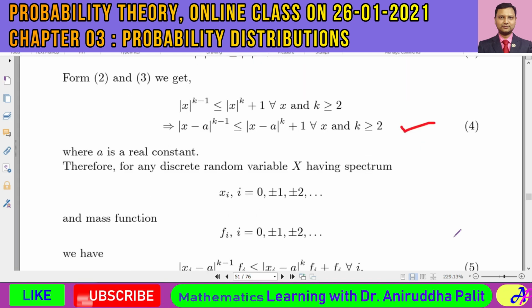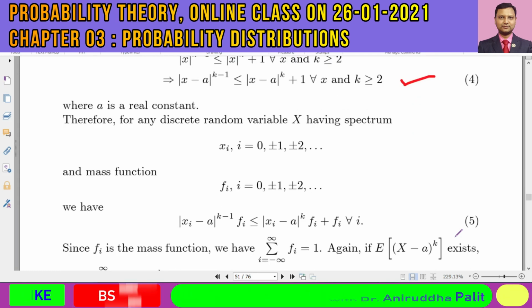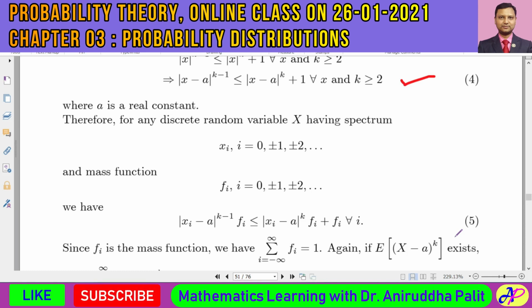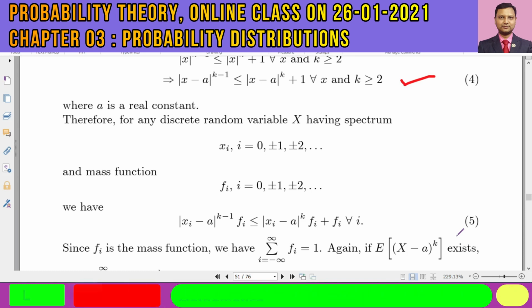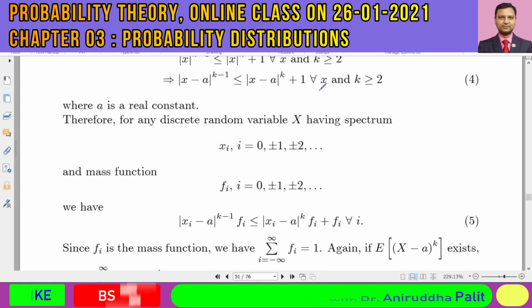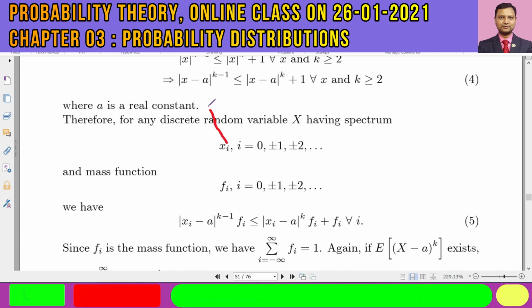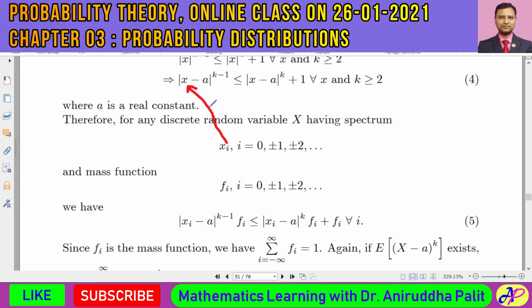Now you see, if you consider a discrete distribution, we are proving this result for a discrete distribution. For a continuous distribution, the result is very similar. So if we consider the distribution of a discrete random variable, then suppose x_i is the spectrum and f_i is the probability mass function. Then this relation number 4 is also true for any arbitrary real number x, and therefore we can put x equal to x_i in this relation.